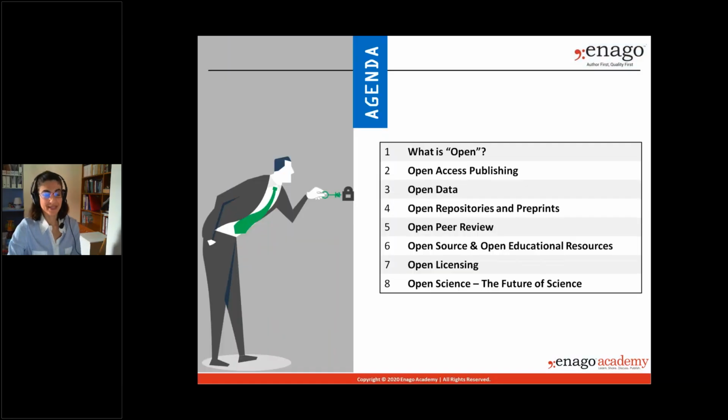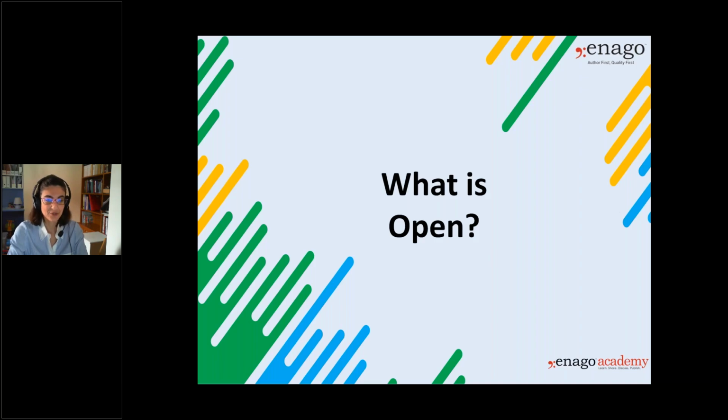So in this second presentation, the agenda will be what is open access publishing, open data, open repositories and preprints, open peer review, open source and open educational resources, open licensing, open science, and the future of open in the sciences. Let's start by a definition of what is open.